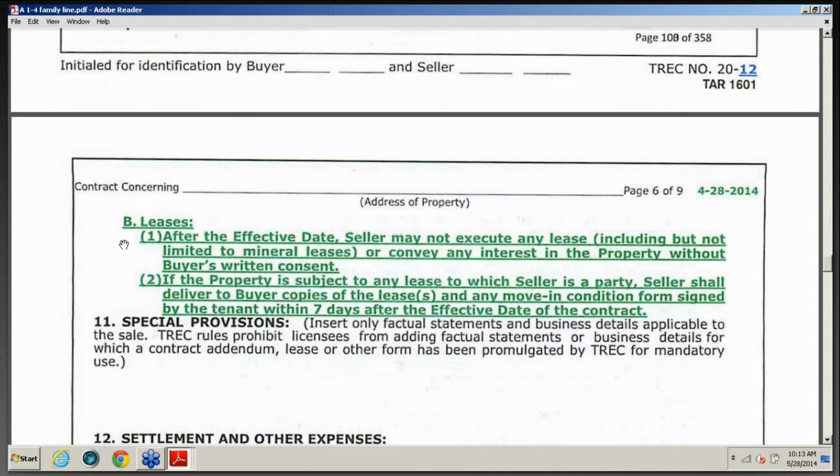After the effective date, the seller may not execute any lease, including but not limited to mineral leases, or convey any interest in the property without the buyer's written consent. And if the property is subject to any lease to which the seller is a party, the seller shall deliver to the buyer copies of the leases and any move-in condition forms signed by the tenant within 7 days after the effective date of the contract. So listing agents, it's really important that we get that information to them quickly.